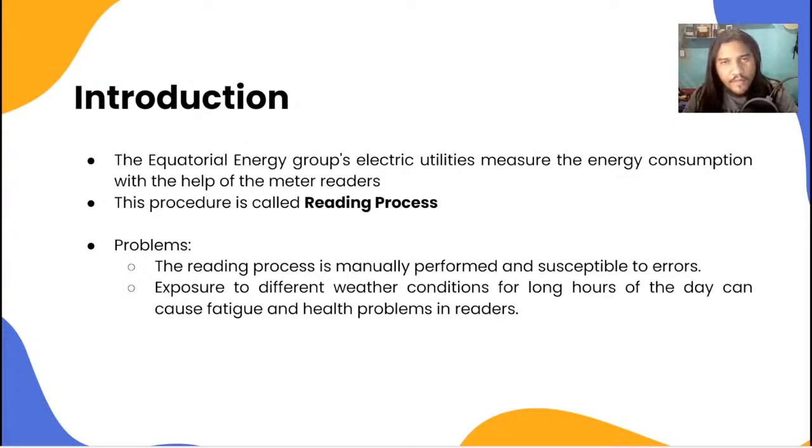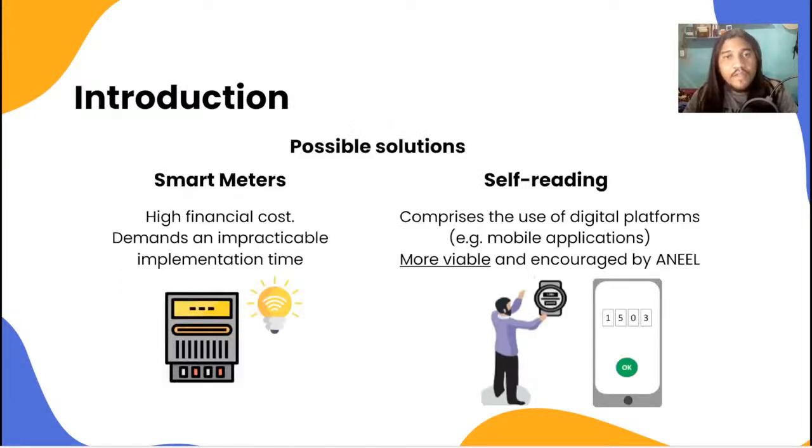The Equatorial Energy Group's electric utilities measure the energy consumption with the help of meter readers, the employees responsible for collecting energy consumption information of consumers. This procedure is called the reading process and has two main problems. The reading process is performed manually and is susceptible to errors, and exposure to different weather conditions for long hours of the day can cause fatigue and health problems in readers. So there are two possible solutions for those problems. The first of them is the use of smart meters.